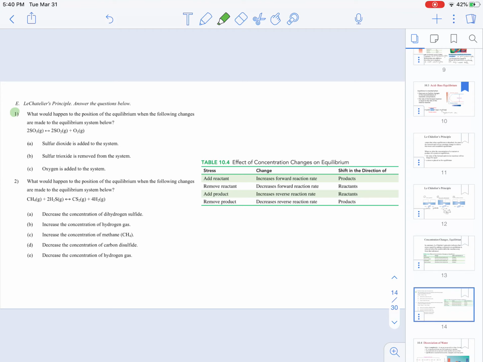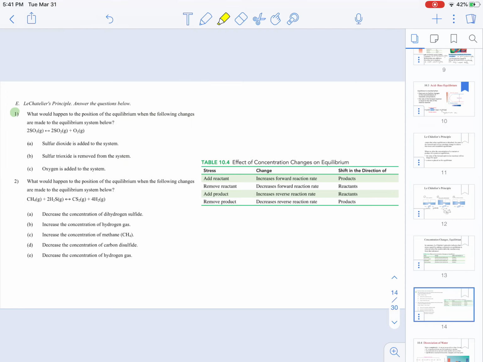And this problem reads, what will happen to the position of the equilibrium when the following changes are made to the equilibrium system below? In this equilibrium system, as you can see, that reaction is a decomposition reaction. We have sulfur trioxide being converted to sulfur dioxide and molecular oxygen. So we are going to be talking about the different stresses that we're applying to the system. For this, you need to know how to name each one of those compounds.